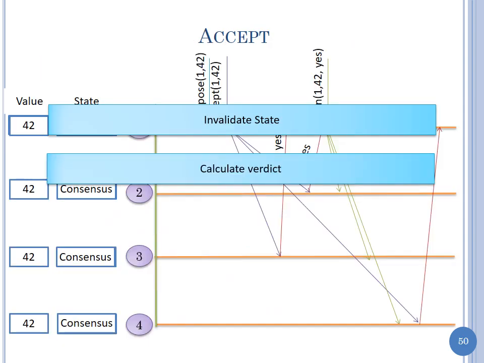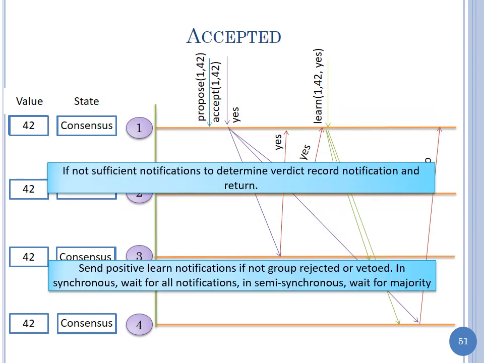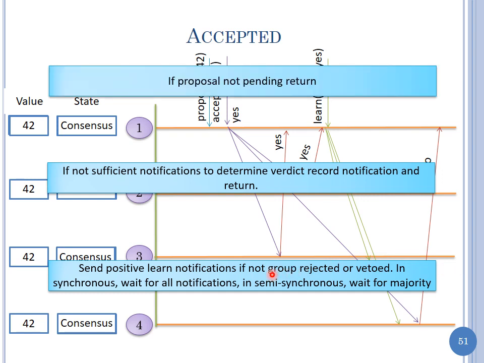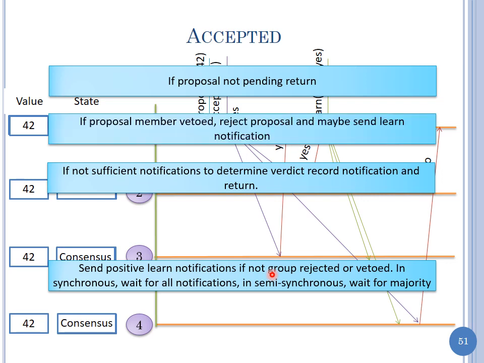So we have the accept algorithm. Let's describe both forms of the algorithm here. We have these new steps, accept and response to accept. So we invalidate state, we calculate verdict, say are you going to agree or not agree, send verdict to sender, accepted. If not sufficient notification, record notification and return, otherwise we send the learn notifications. If proposal is not pending, we return, and if proposal member be vetoed, reject proposal, maybe send learn notification.